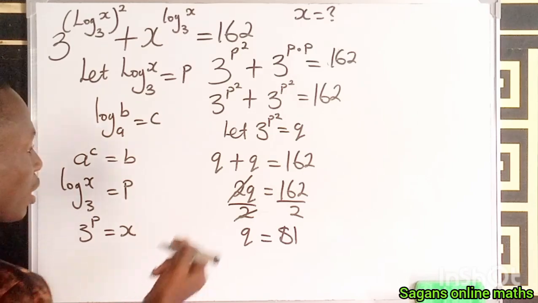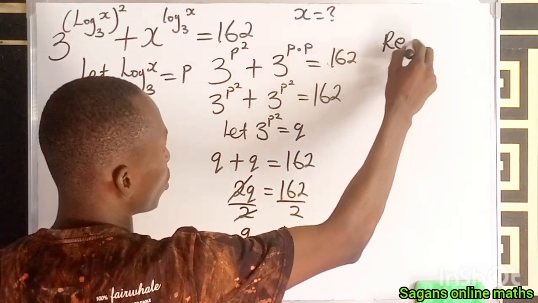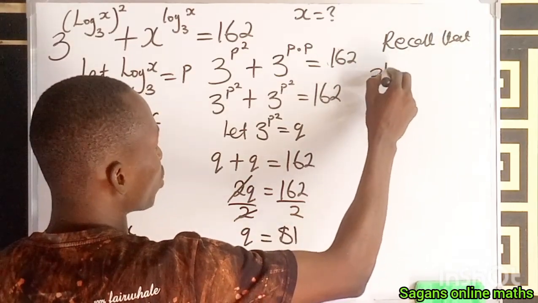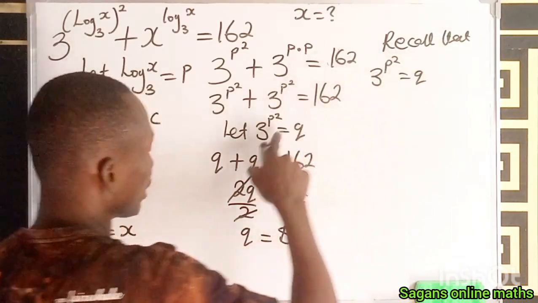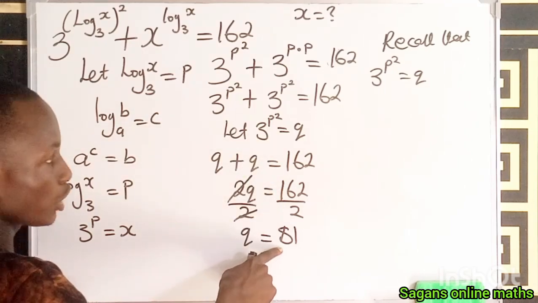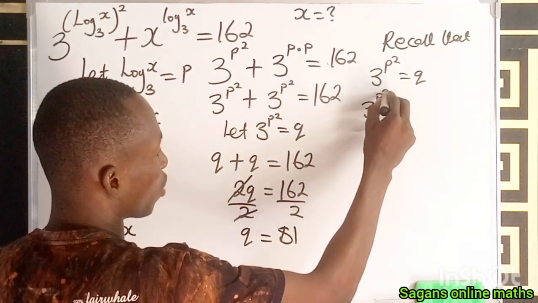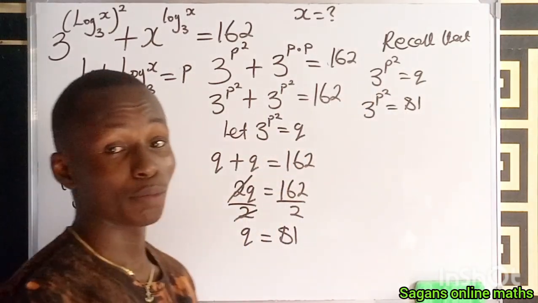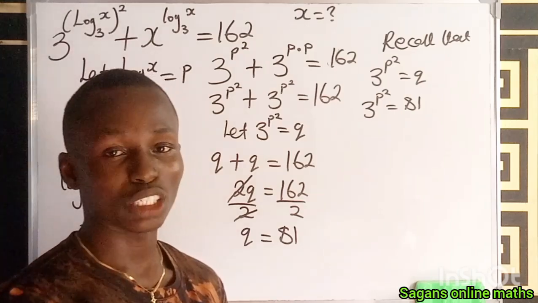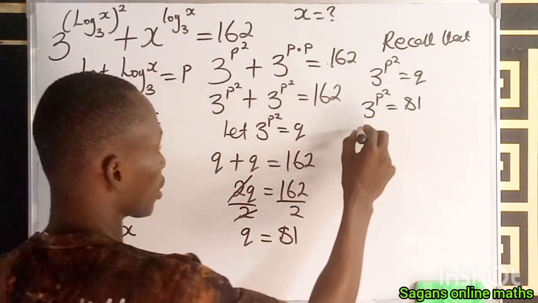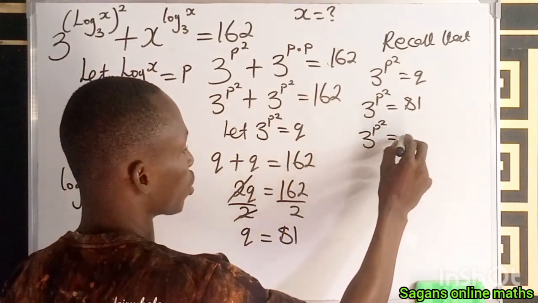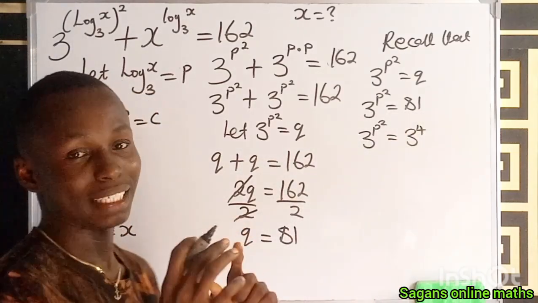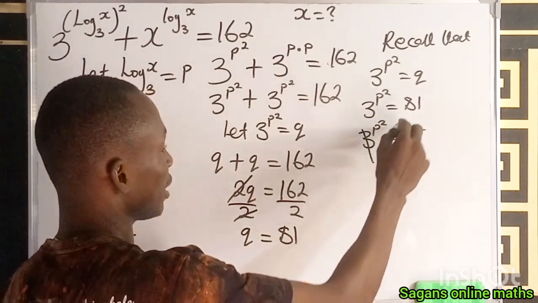Now let's recall that 3 to the power of p squared is equal to q, as you can see from here, and our q is 81. So 3 to the power of p squared equals 81. Do you know we can put 81 in index form, because 3 multiplied 4 times is 81. So 3 to the power of p squared equals 3 to the power of 4. Since the bases are the same, let's equate the powers, and we can do without the bases.